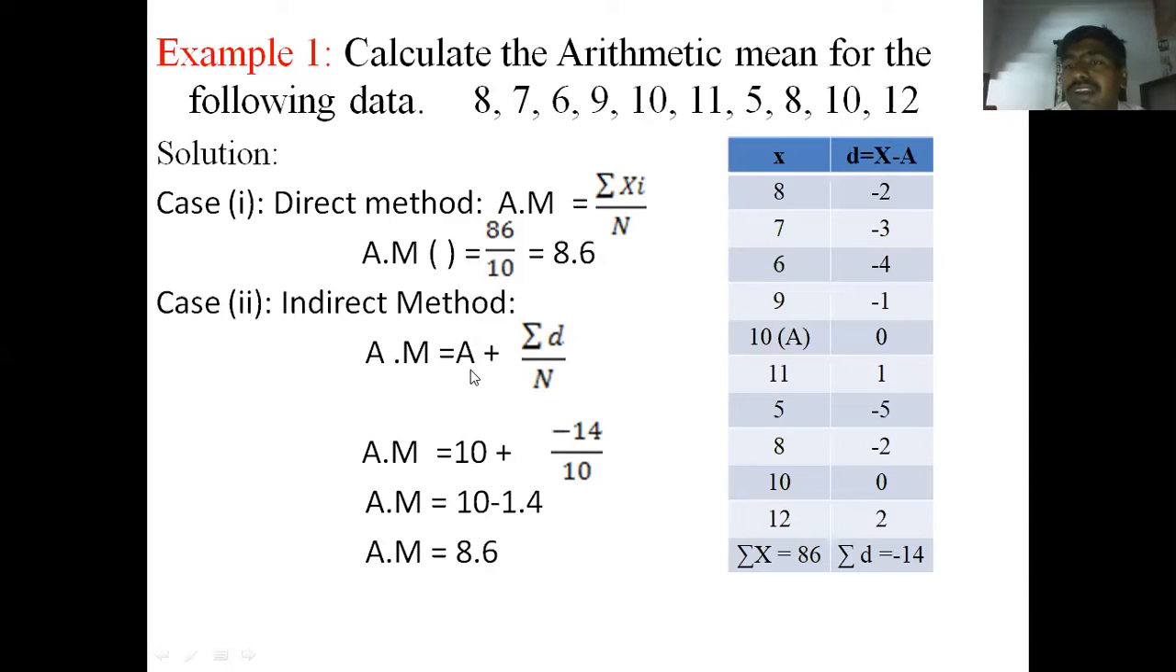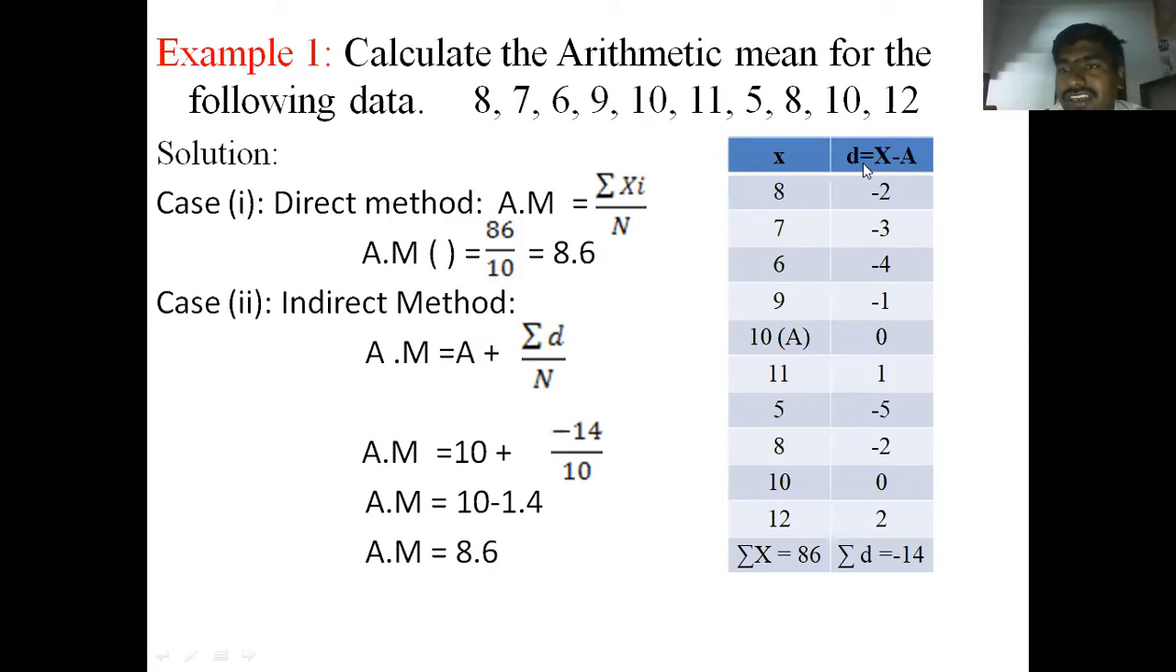A is nothing but the middle value of your data. Here I have 10 observations. In these 10 observations, the middle numbers are 10 and 11. You can choose any number; it is an assumed number only. Now I'm choosing 10 over here. After assuming this 10, you find D.